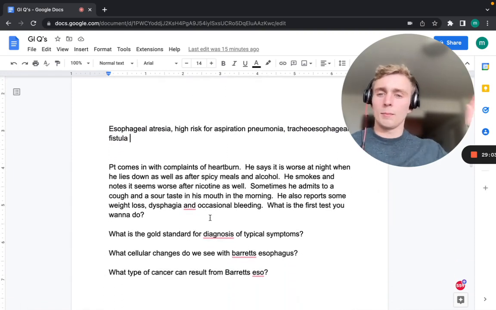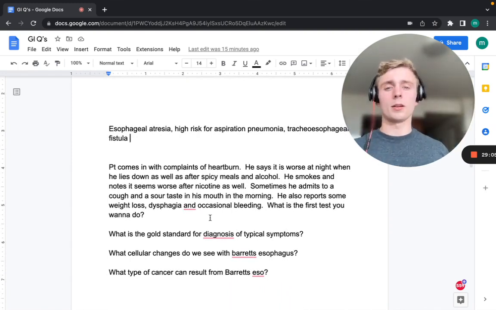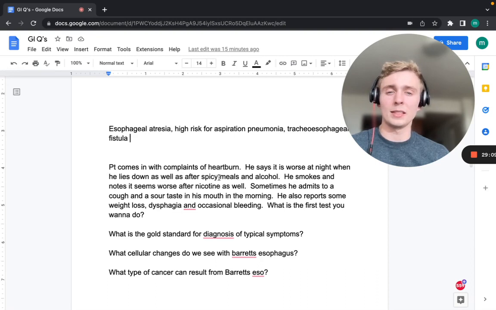So next one, a patient comes in with complaints of heartburn. He says it's worse at night when he lies down, as well as after spicy meals and alcohol. He smokes, and he notes it seems worse after the nicotine as well. Sometimes he admits to a cough and a sour taste in his mouth in the morning. He also admits to some weight loss, some dysphagia, and occasional bleeding. What is the first test you want to do?